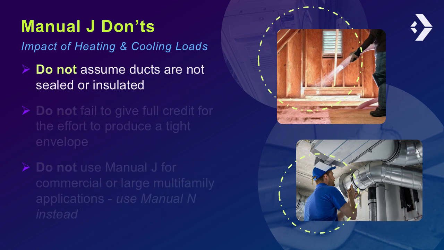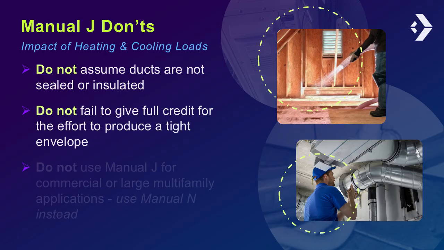Next, when it comes to ducts, don't just assume they're unsealed or uninsulated. If they're fully sealed, give them credit in your calculations. Similarly, give full credit for efforts to produce a tight building envelope. Ideally, your air sealing data entry comes from the results of a blower door test. If you have those results, always use them directly rather than relying on the tight, semi-tight, average, semi-loose, loose pick list options. If you don't have a blower door result, really make the right assessment on infiltration. You can see our video that covers that process and then trust the result.